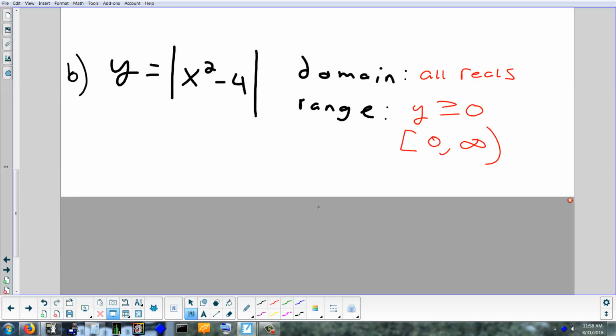Okay, any question on that? Yeah? So could you write all reals as like parentheses negative infinity? Absolutely, you could definitely do this. I didn't do it, but you could have. Yep.